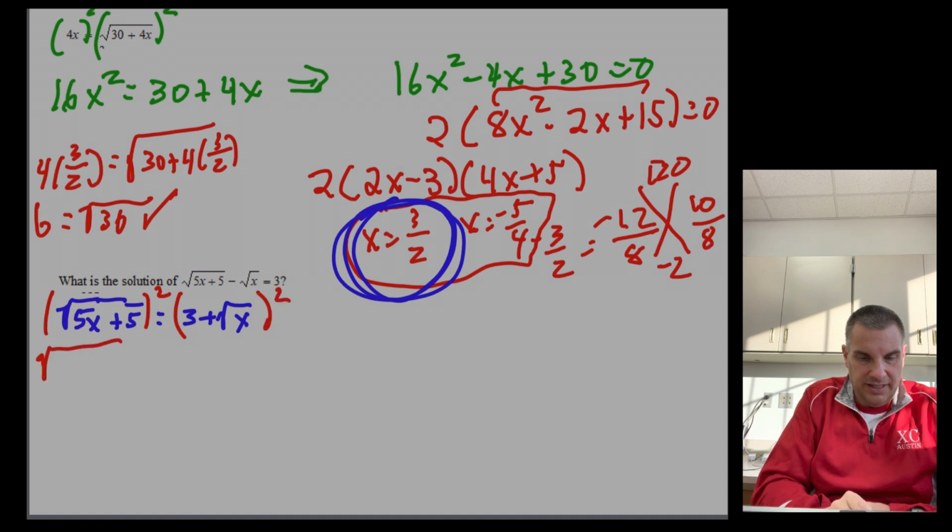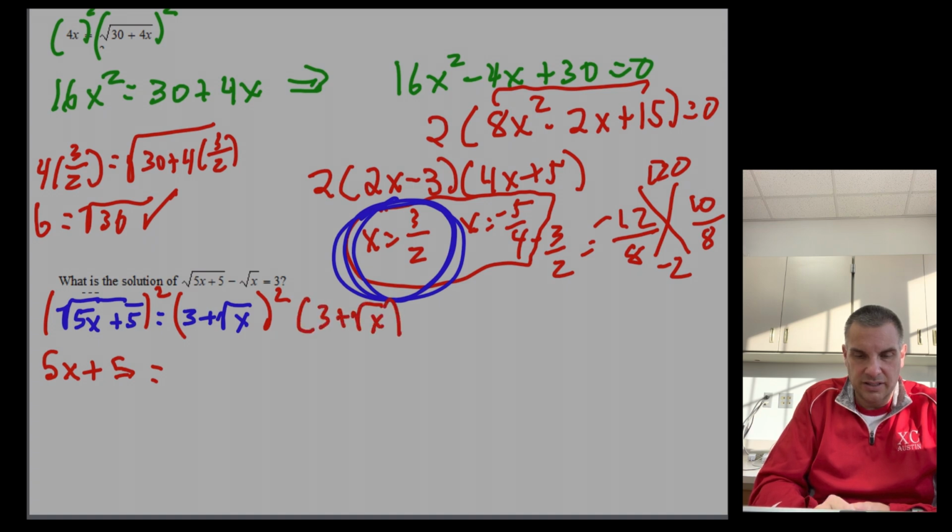So the left-hand side, we are just left with 5x plus 5 equals, well, this is squared, so remember when it's squared, we have to take it times itself. So we have to take it times 3 times the square root of x, so that's 9 plus 3 radical x plus 3 radical x, so 6 radical x. x times x is x squared, square root of that is x, so plus x.